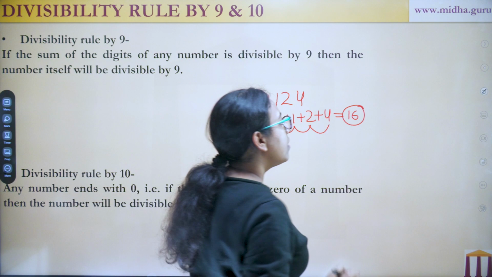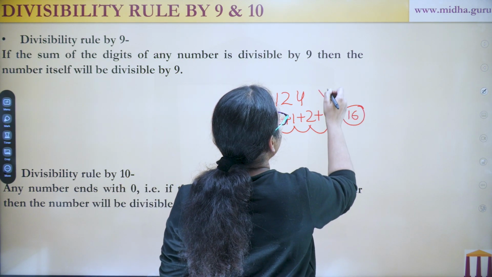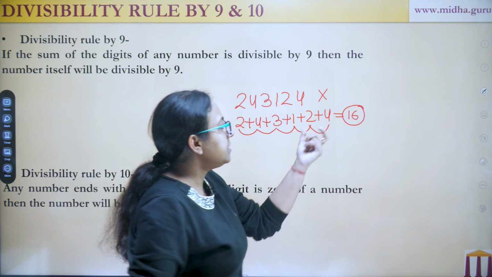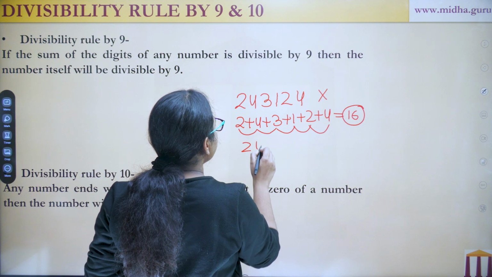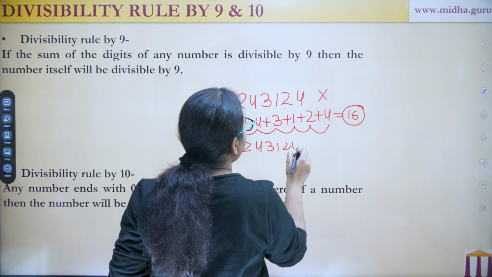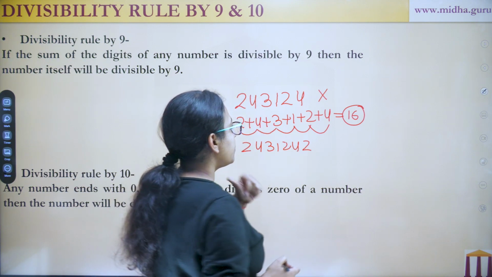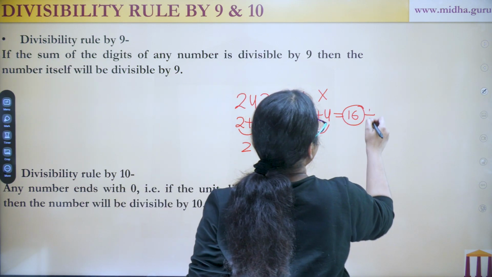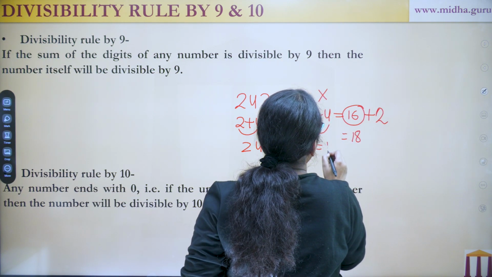Is 16 divisible by 9? Of course not, it is not a multiple of 9. That means it is not divisible by 9. What we need to do, just copy the same number and write one more digit. Let us suppose 2. Now we easily can say we only have to add 2. That means this number now will be 18.